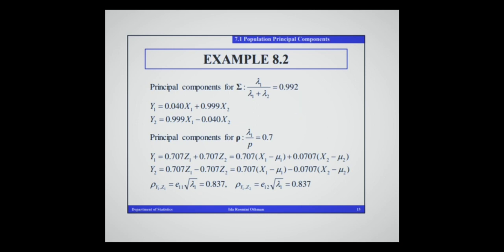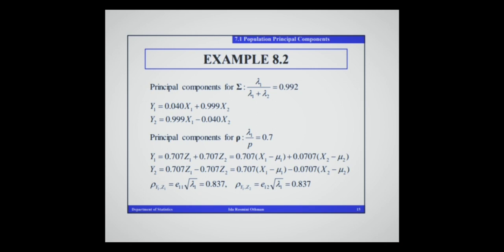Okay, let's say here when we are using rho, it will be lambda 1 divided by p as before, so it will be 0.7. Also, we can say that the first principal component is also enough to replace the first variable and the second variable. Okay, that is the way we interpret the proportion.